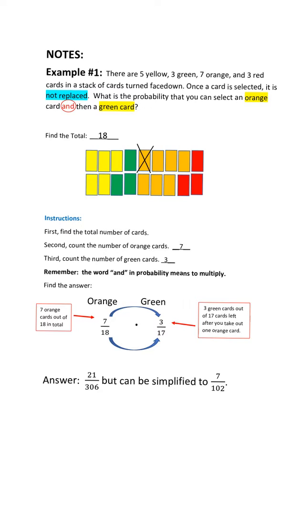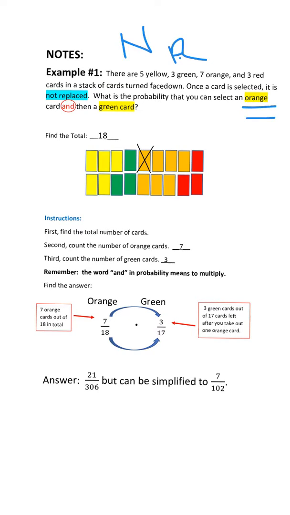So for example, on number 1, you notice right away there are some cards with different colors. It says there's 5 yellow, 3 green, 7 orange, and 3 red cards in a stack of cards turned face down. Once a card is selected, it is not replaced. Now remember, when we're doing these kinds of problems, the words in the problem are important. We have to keep those words in mind. So right here, not replaced. That means a card is going to be taken out and it's not going to be replaced. So we can say that we put the card in our pocket or we put it off to the side, but it's not replaced. So what's the probability that you can select an orange card and then a green card?